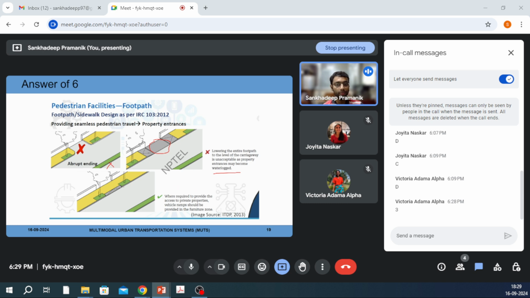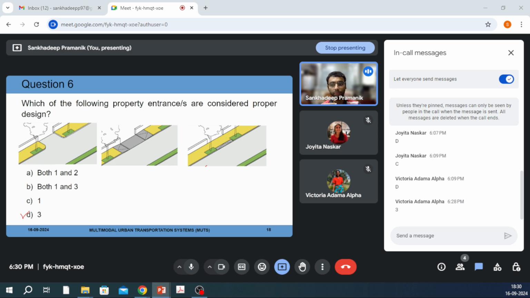And third is where required to provide access to private properties, a vehicle ramp should be provided in this zone, so the vehicles which are coming can go with this ramp, and the people who are moving through can just pass from here to here, so their path is not disrupted. So this one is the ideal design. So option 3.